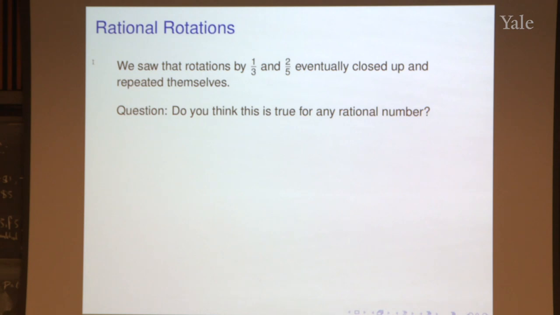OK, so we saw that rotations by 1/3 and 2/5 eventually closed up and repeated themselves. So maybe instead of making the very bold conjecture that all paths will eventually repeat themselves, maybe we want to be a little bit more conservative and just ask whether all rational rotations end this way.